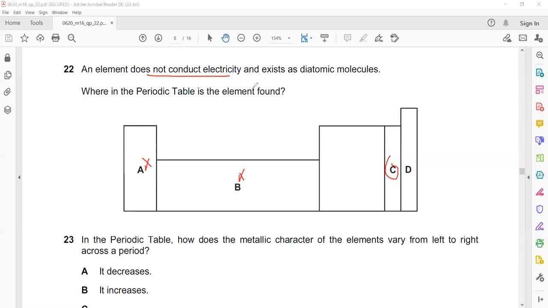Then it is a non-metal, but non-metal D is group 8. Group 8 does not exist as diatomic, they exist as monoatomic. Like helium, you will find He only, neon Ne, argon, xenon, krypton. They all exist as monoatomic. That's why C is the right answer.